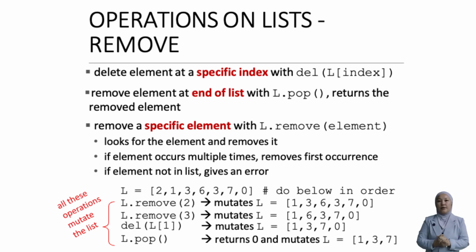Let's trace the example. Start with L equals 2, 1, 3, 6, 3, 7, 0. L.remove(2) removes the value 2, leaving 1, 3, 6, 3, 7, 0. L.remove(3) removes the first 3, leaving 1, 6, 3, 7, 0. del L[1] deletes the element at index 1, the 6, leaving 1, 3, 7, 0. L.pop() removes and returns 0, leaving 1, 3, 7. Mastering these methods lets you precisely control list contents.